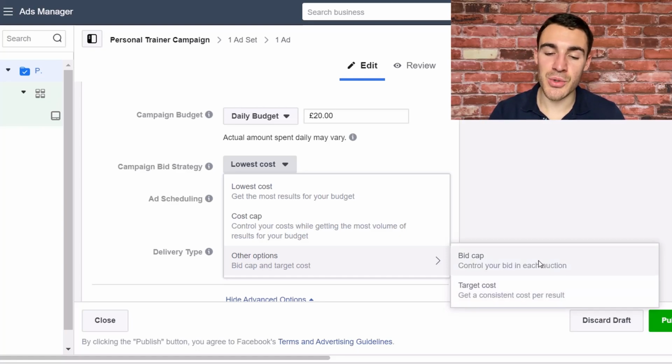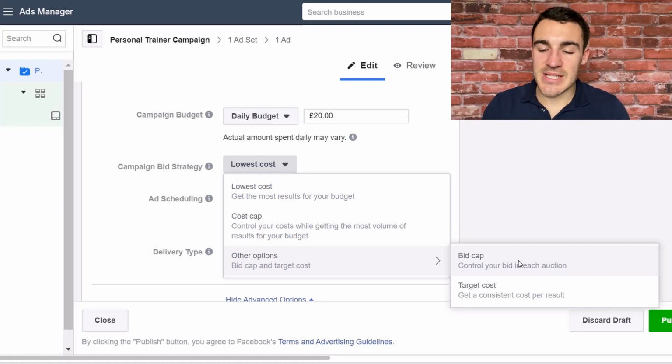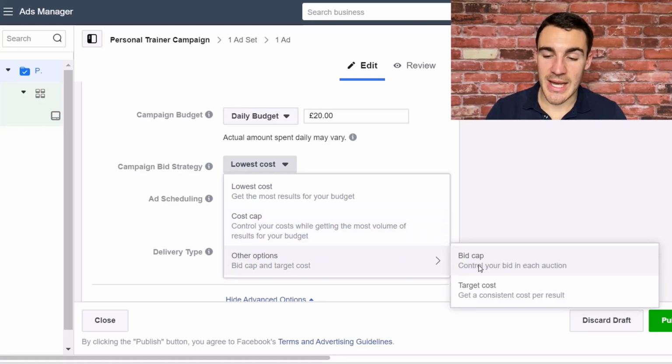Then we get into the two that Facebook calls bid strategies. They used to be referred to as cost controls. They change the user interface and the terminology all the time to try and make it simpler for people. But these two are similar. This bid cap and this cost cap are quite similar. I'll explain how they work.